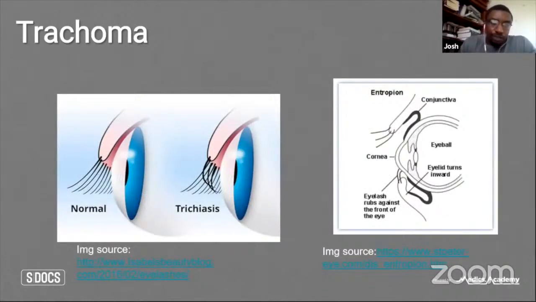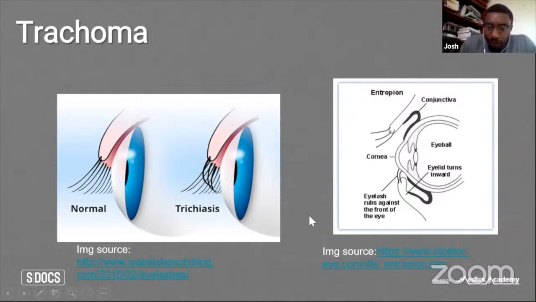The repeated infection of Chlamydia trachomatis will cause scarring of the conjunctiva and changes to the eyelid as well. On the left, you can see a condition or effect of trachoma, which is called trichiasis. It's the turning inward of the eyelashes. On the right, what I've tried to show is entropion, another change associated with trachoma. It's the turning inward of the eyelid.